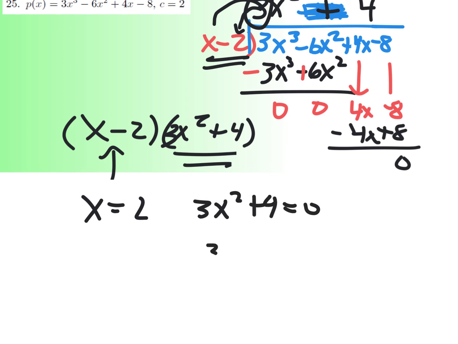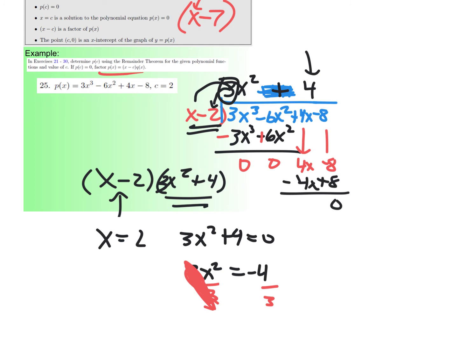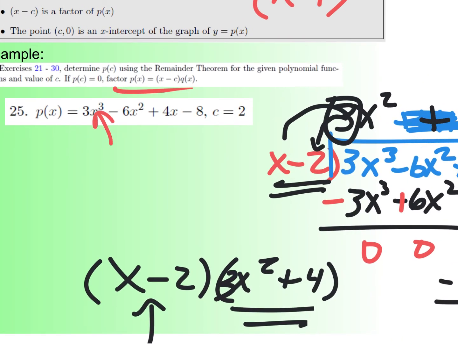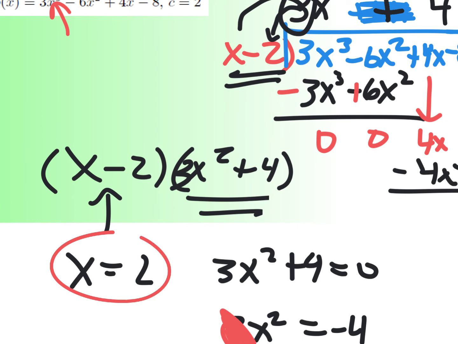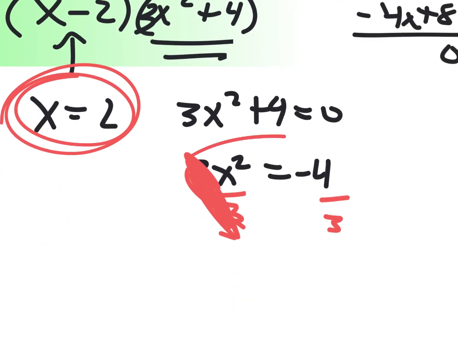Why? Because 3x squared equals negative 4, and then you divide both sides by 3 and you got x squared equaling a negative. How is that possible? It's not. But if you needed to, you could just say that there is 2 imaginary roots right there. Why do we need to care about that? Because we're supposed to find 3. You know, it's to the third. There's supposed to be 3 answers. One of them is this, and 2 of them would be this.